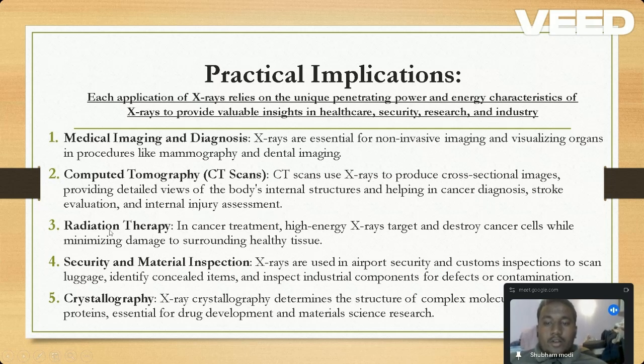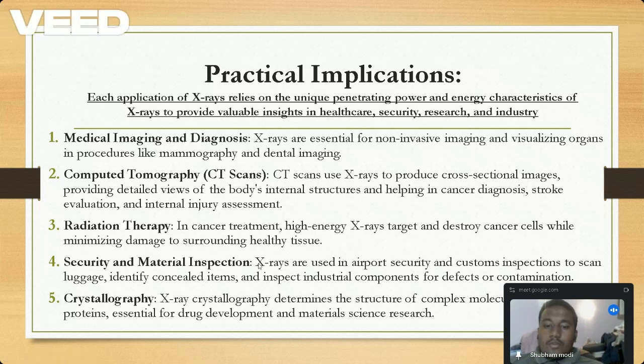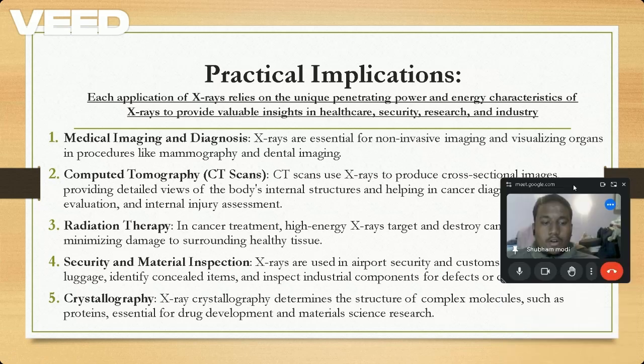The third one is radiation therapy in cancer treatment. High energy X-rays target and destroy cancer cells. Next is security and material inspection. While traveling, we have to go through checks which are done by X-rays, where metal detection, etc., takes place for the luggage. And the last part is crystallography. X-ray crystallography determines the structure of complex molecules such as proteins, essential for drug development and material science research.